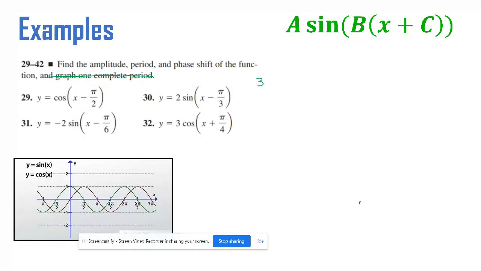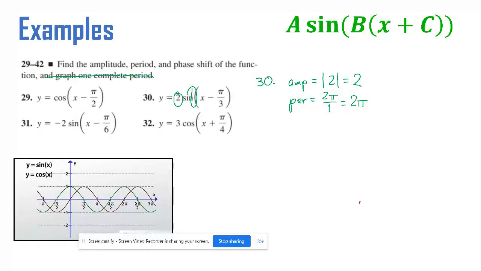So on 30, our amplitude equals, we use this 2. That's our coefficient. We take its absolute value, and so it's just going to be 2. Our period, remember, that's 2 pi over the coefficient on the variable. And if you look here, there's no coefficient. So that would just be a 1. So our period is just 2 pi over 1. So our period is just going to be 2 pi. It's not going to change. And that happens a lot. That's okay. So it'll just be 2 pi.